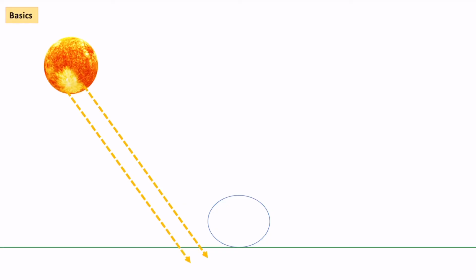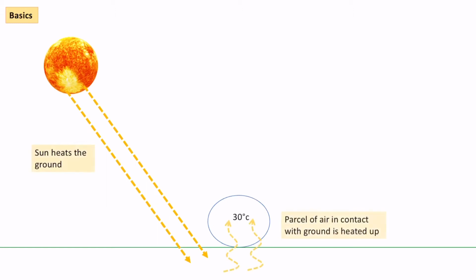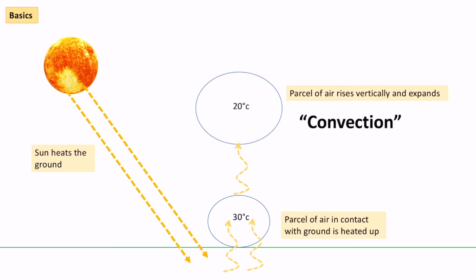So on the most basic level, if the sun heats up the ground, that will, through conduction, heat the air up around it. So I've drawn here a parcel of air, and because the ground has been heated up, that is in contact with the ground and it heats up the air around it. When air is heated up, as you would have learned at GCSE, that parcel of air will rise vertically and expand. And this is a process we call convection.